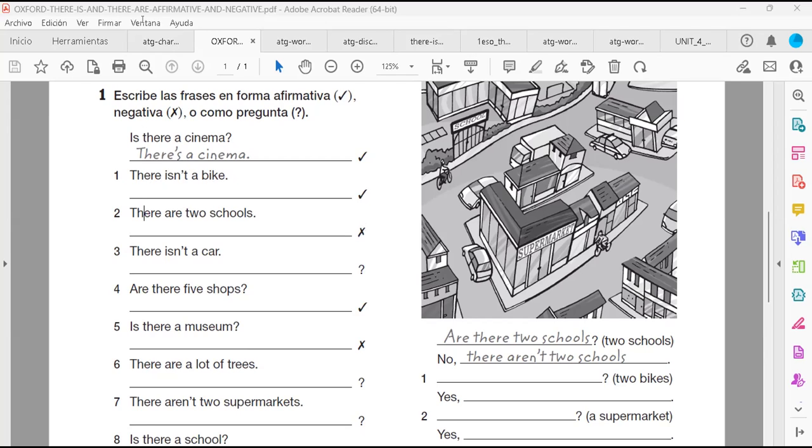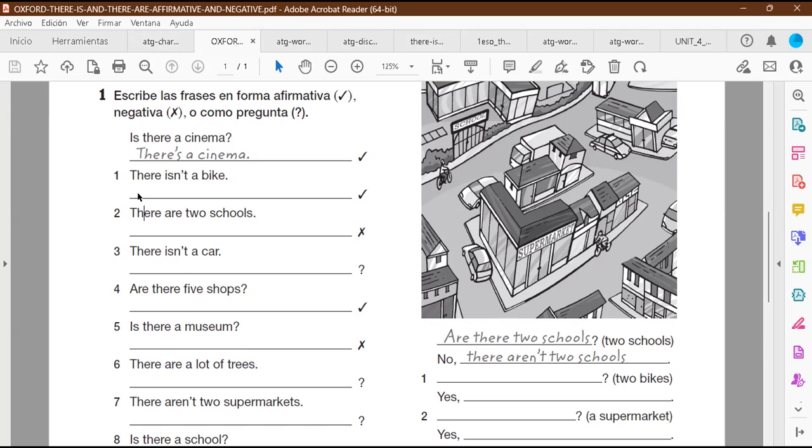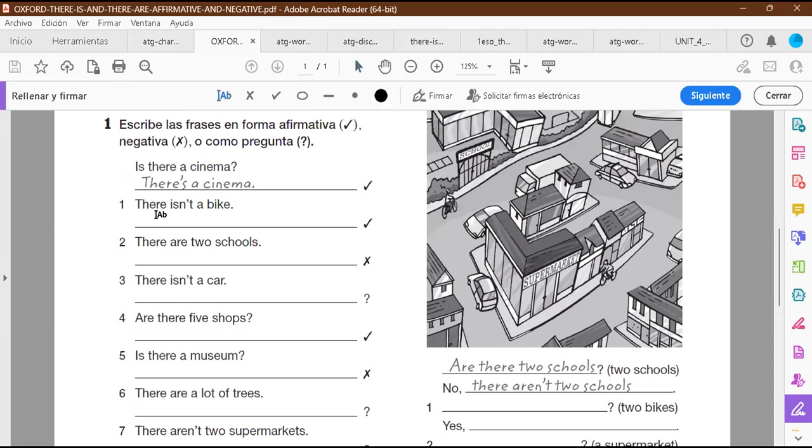So now let's see. Number one, is there a cinema? Positive form, there is a cinema. How about the next one? There isn't a bike. So we need to write a positive form. Positive.